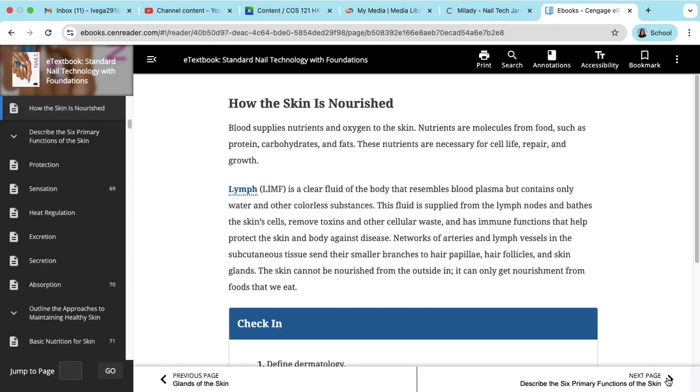How the skin is nourished. Lymph is a clear fluid of the body that resembles blood plasma but contains only water and other colorless substances. This fluid is supplied from the lymph nodes and bathes the skin cells, removes toxins and other cellular waste, and has immune functions that help protect the skin and body against disease.